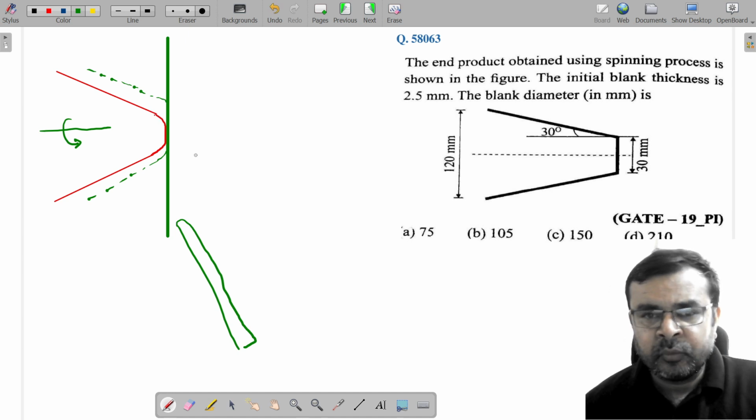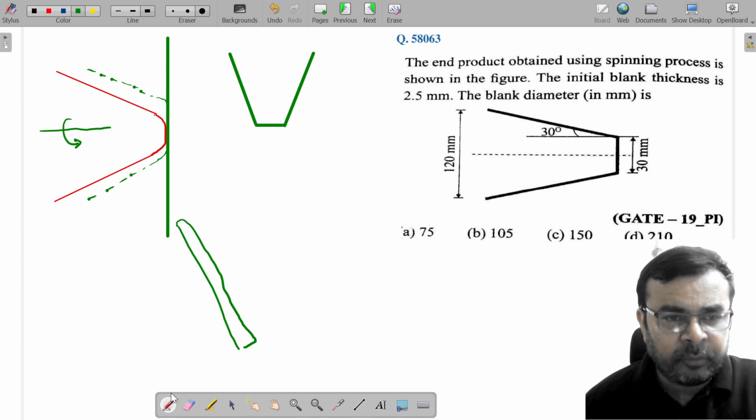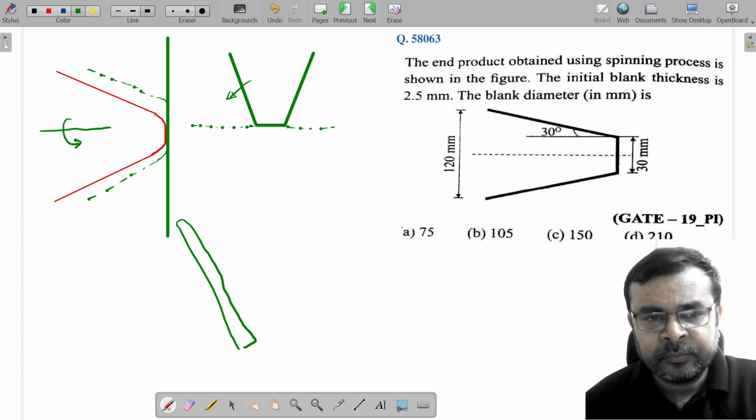Is it clear? So simply here, if I talk about the length, let's suppose this is your object which is to be made by using a spinning process. This is your object. So obviously if I see it's a blank, then the blank can be drawn like this, yes or no?